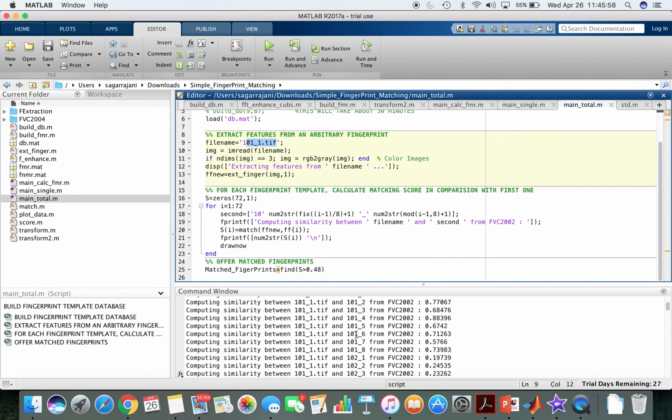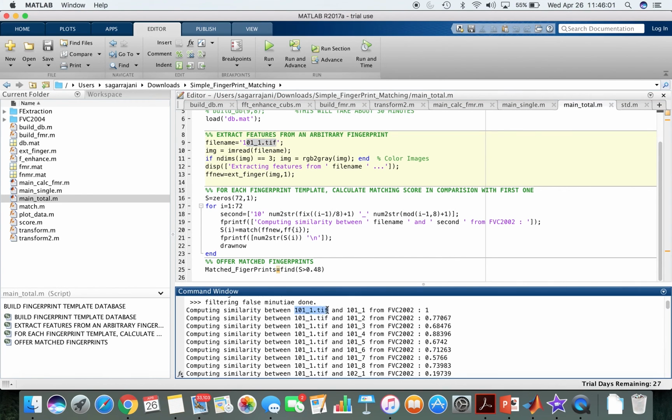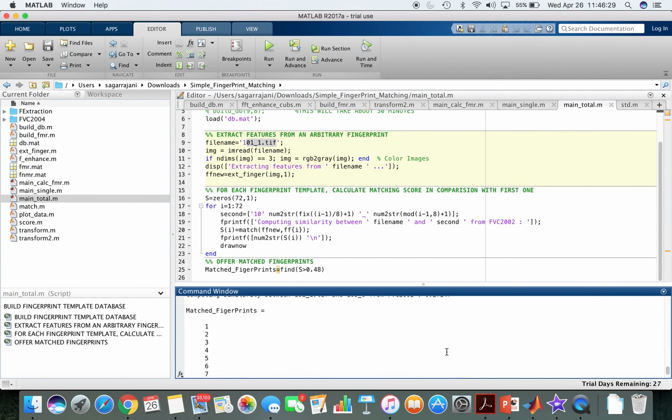Okay, now as you can see, the image is 1001.tif, and all these images here belong to the same person. As you can see, the similarity score is greater than 0.48 for each and every one of them. It means they belong to the same person. This is the fingerprint of the second person. As you can see, the similarity score is less than 0.48 for each and every one of the images over here. This means that they belong to a different person. As you can see, the matched fingerprints are 1, 2, 3, 4, 5, 6, 7, and 8.